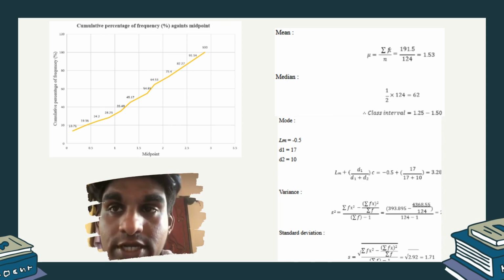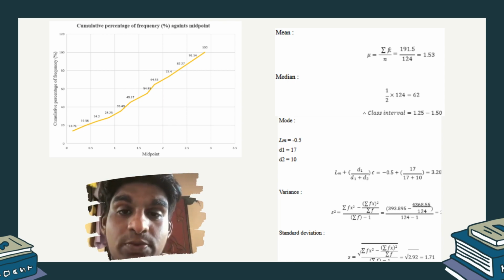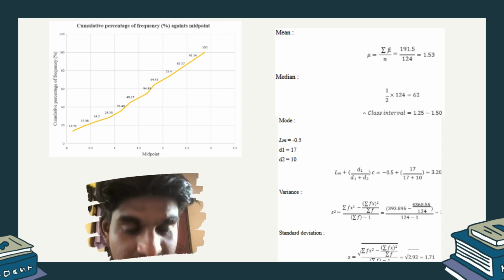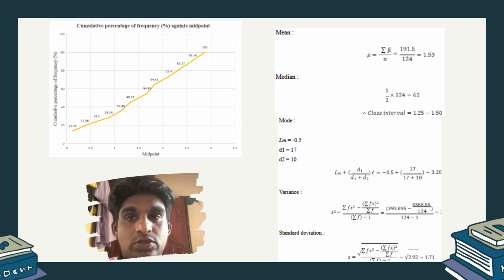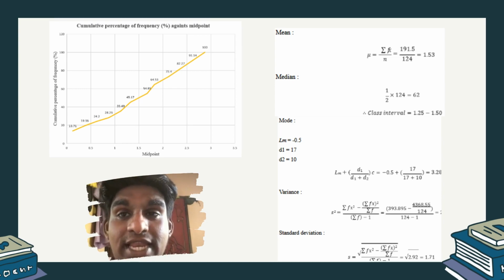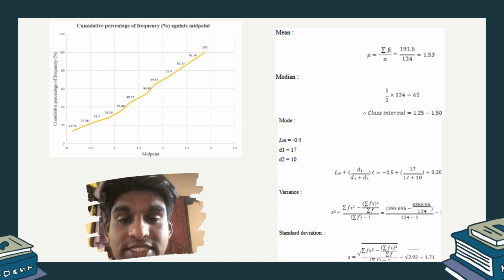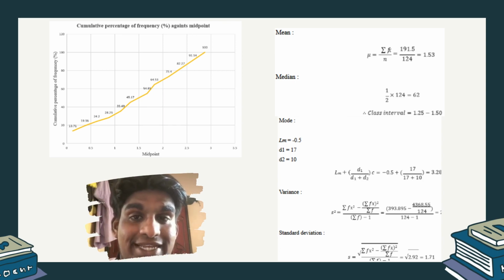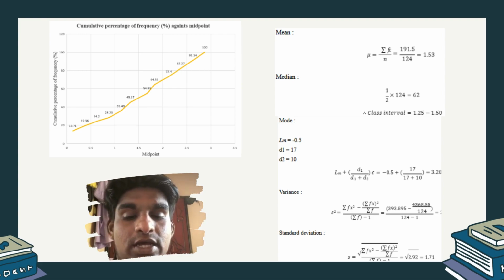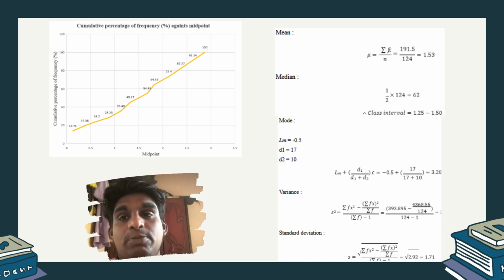Now is the mode. For the mode, LM equals negative 0.5, D1 equals 17, and D2 equals 10. We use the formula to apply D1, D2, and LM. The formula is LM plus D1 over D1 plus D2, times C. So it equals negative 0.5 plus 17 over 17 plus 10. We complete the inside bracket first, so that is negative 0.5 plus 17 over 27. The answer is 3.28.